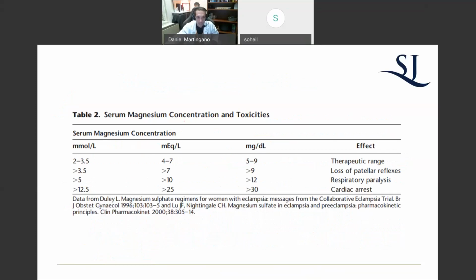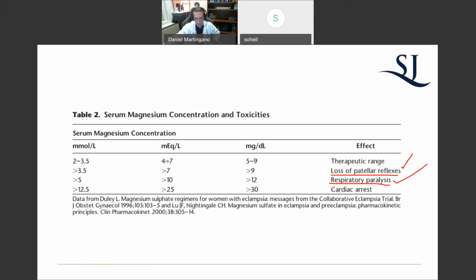So mag toxicity is something that we look for if you have a patient who's on a mag sulfate drip in the context of preeclampsia. Then you're going to be doing your quote unquote neuro checks about every 4 to 6 hours, depending on your institution. And what you're looking for is magnesium toxicity. The way you do that is you check lungs and reflexes, right? Because you're looking for loss of patellar reflexes and you're looking for respiratory paralysis or sluggishness.